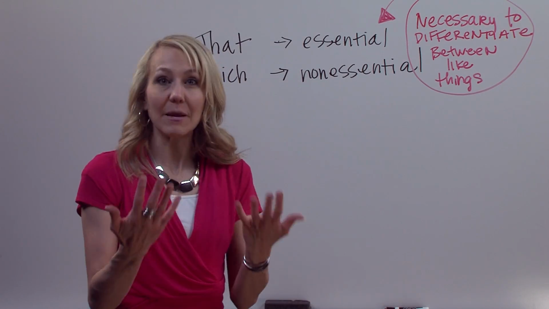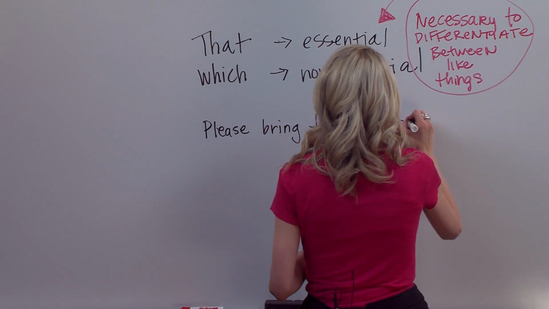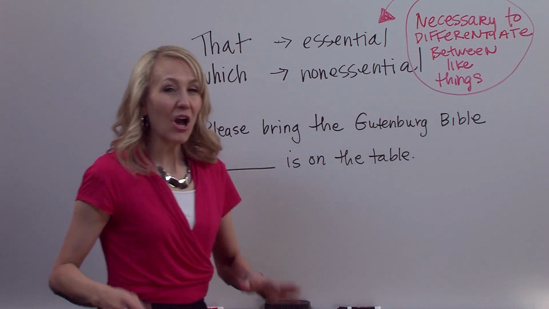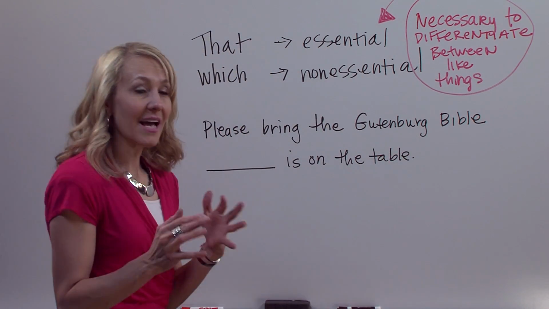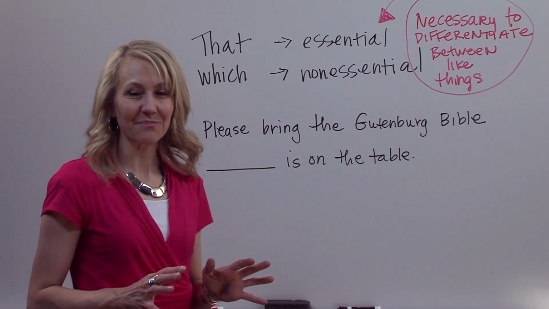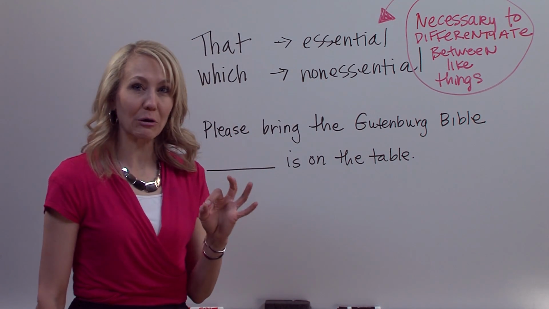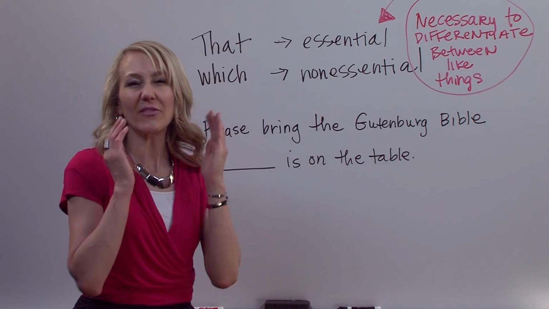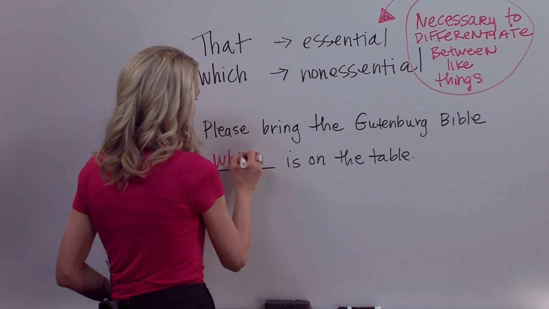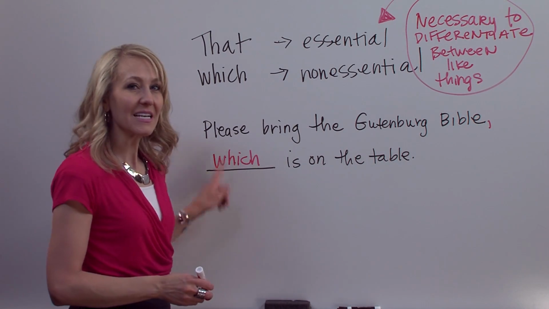Well, what do we mean by this? Let me give you an example. Okay, so you see a sentence and it says, please bring the Gutenberg Bible, that or which is on the table. This is an easy sentence. There is only one possible use for a relative pronoun here. There's only one pronoun that will work. And that pronoun, have you guessed, is which.